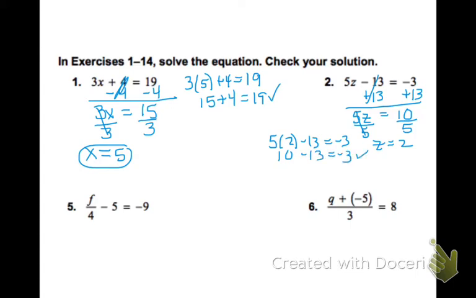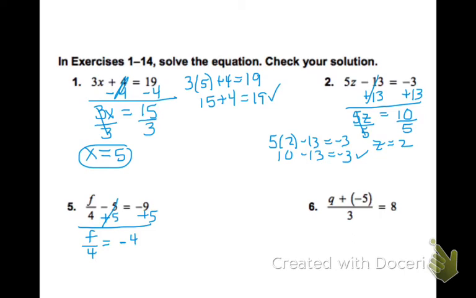Okay, on number 5, we have some division mixed in. So we have f being divided by 4 and subtracted by 5. So let's do the subtracting by 5 first. So let's undo subtraction with addition on both sides. Okay, so we'll bring down our f divided by 4. And when we have a negative 9 plus 5, we know that we're going to have a negative 4. Okay. So now we have f divided by 4 is equal to negative 4.